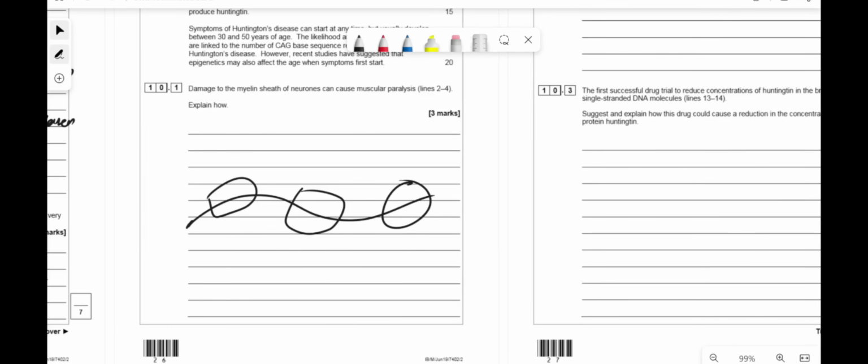So what happens is, rather than the impulse traveling the entire length, which takes ages, it jumps like this, which is much faster. That's called saltatory conduction. And it jumps between nodes of Ranvier. Nodes of Ranvier are just bits where you have no myelin, they're just nerve. So that's what we're going to talk about.